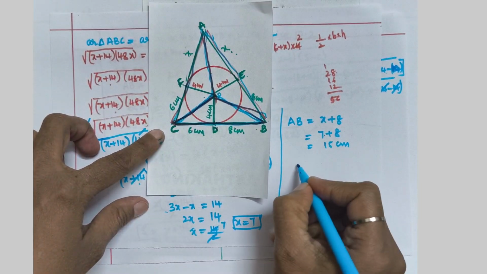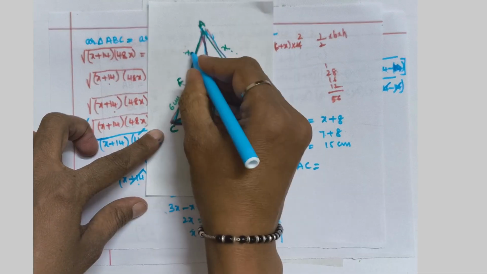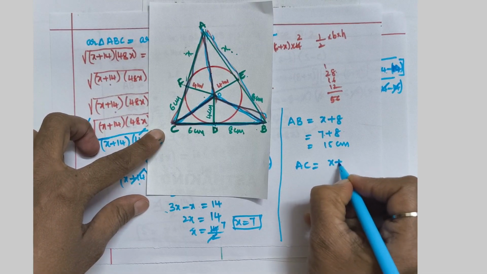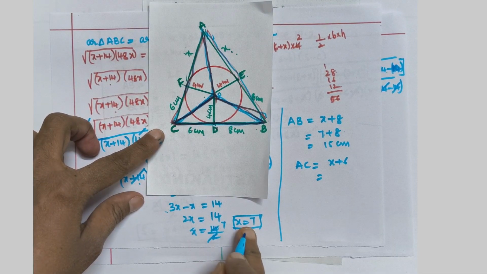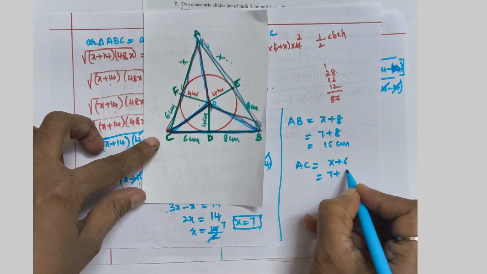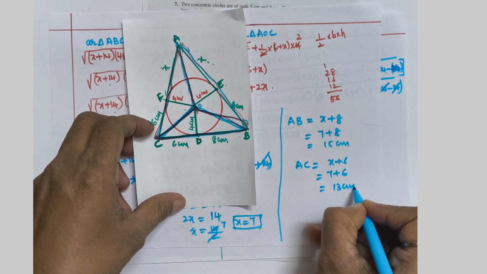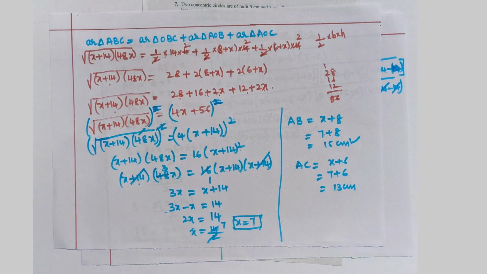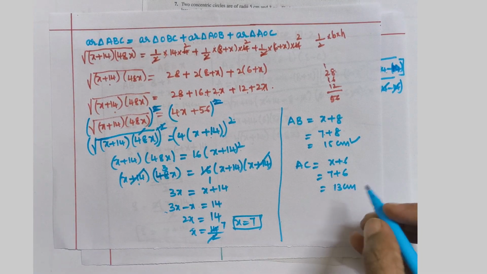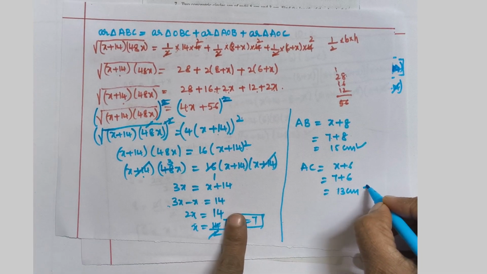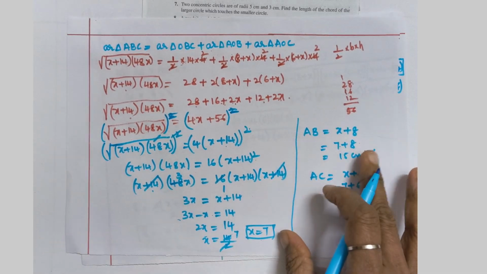Again it is asking AC also. AC is equal to what is there? X plus 6. X plus 6. X value, what is the x value? 7. 7 plus 6, 7 plus 6 is 13 centimeter. It is 13 centimeter. AB value is 15 centimeter. AC value is 13 centimeter. This is the answer. Little bit lengthy sum.